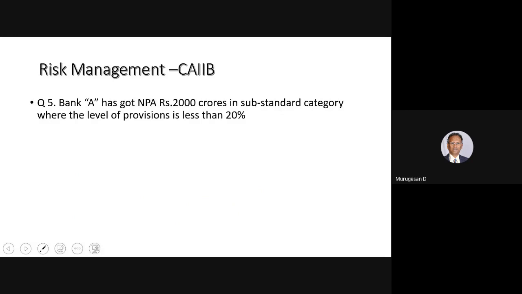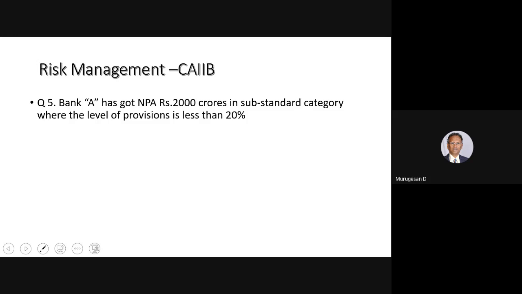Sometimes they will give the risk weight. Sometimes they will give the capital itself. So capital has to be converted to risk weight using the formula divided by 9. For calculation purpose, 9 only. But when the question is asked, how much capital is needed? The CRAR needed under Basel III is 11.5 including CCB.